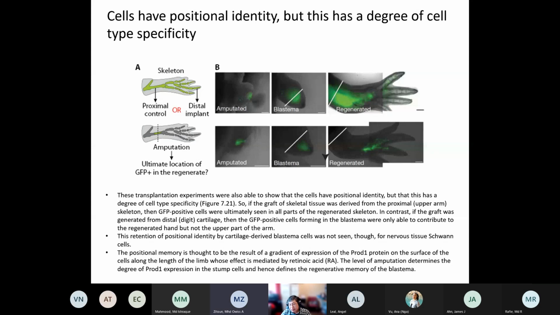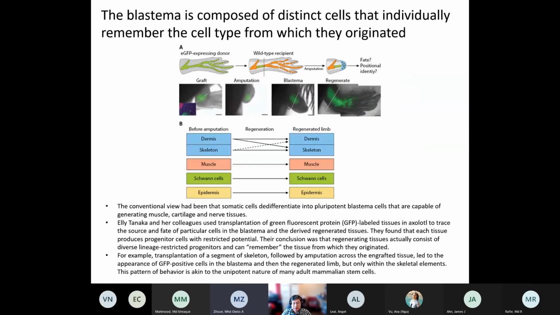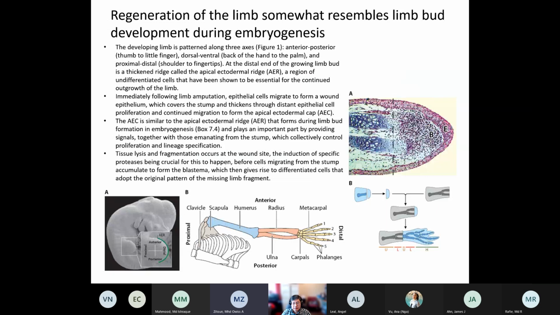I have a question. Sure. So when you amputate the limb, the blastema will regenerate the whole limb back. When you take a small piece of, let's say the bone, it just regenerates the bone. It doesn't regenerate the whole limb. That's what I understood. Is that right? Not true.